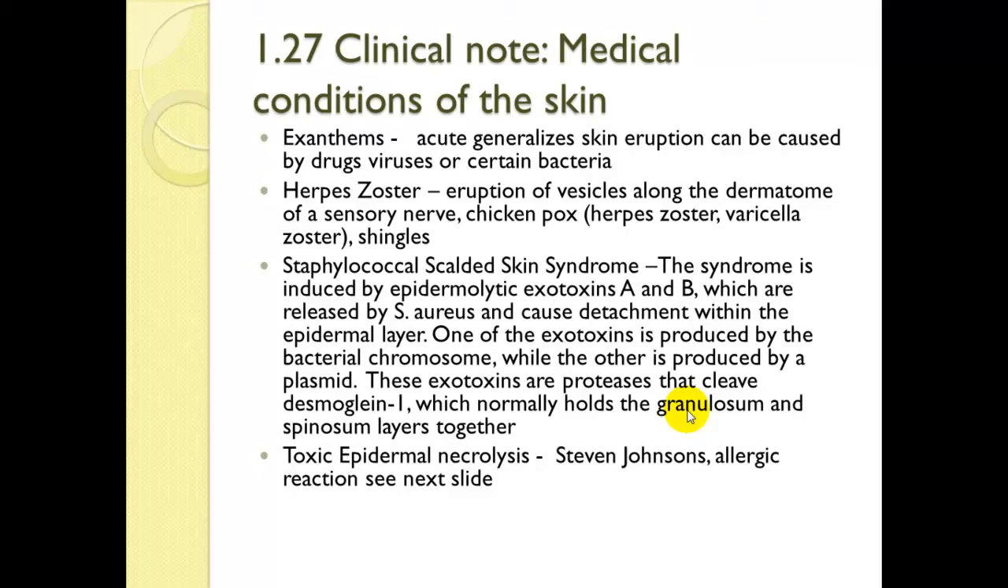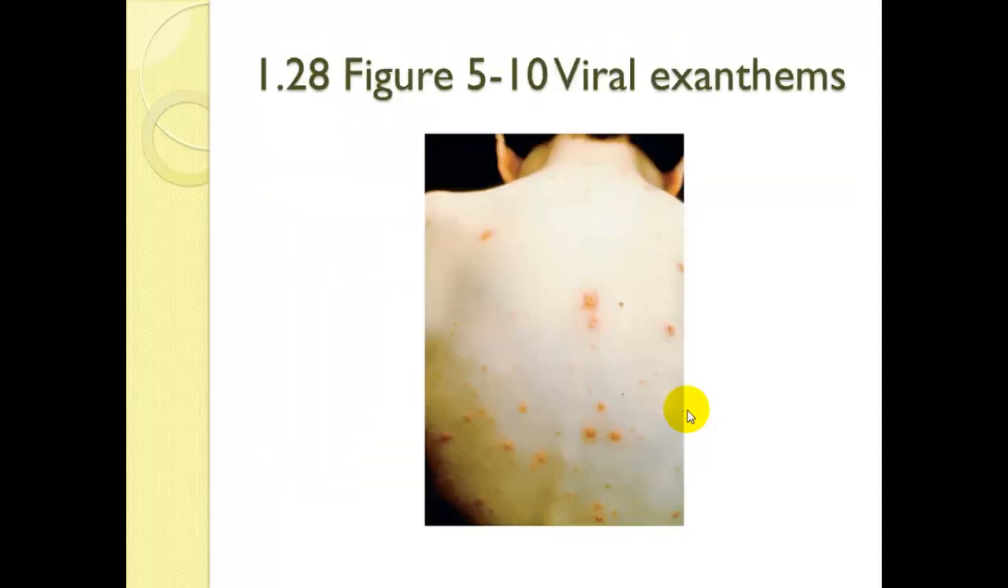Scalded skin syndrome is induced by epidermolytic exotoxins A and B, which are released by Staph aureus. Causes detachment of the epidermal layer, so they'll just essentially slough off their skin. And last but not least, these are mostly allergic reactions, but Stevens-Johnson syndrome is a pretty nasty presentation, and the pictures will kind of give us 1,000 words on this.